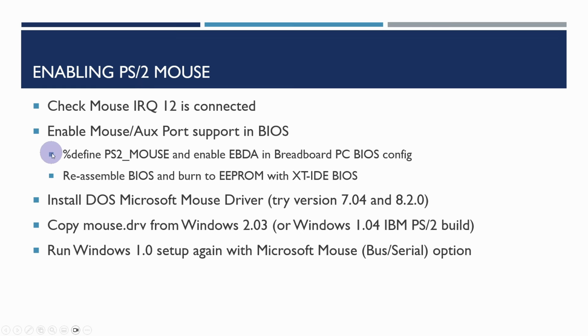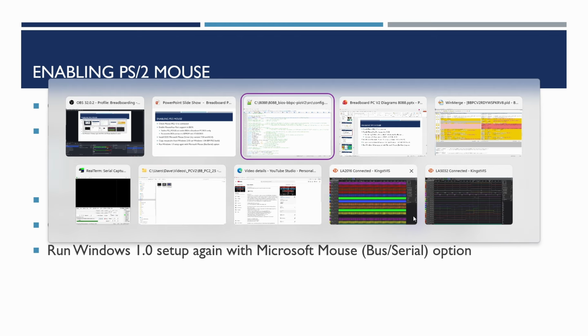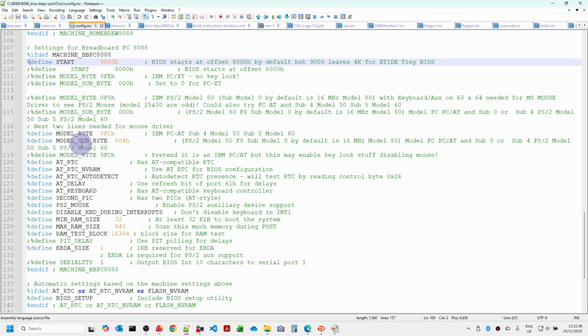We also need to enable the mouse aux port in the BIOS. So there is a PS2 mouse definition we need in our config file, and we need to reassemble the BIOS and burn it into EPROM. I've already done that. In fact, if we look at the configuration file for the BIOS, you can see here that I've had to change the model byte.